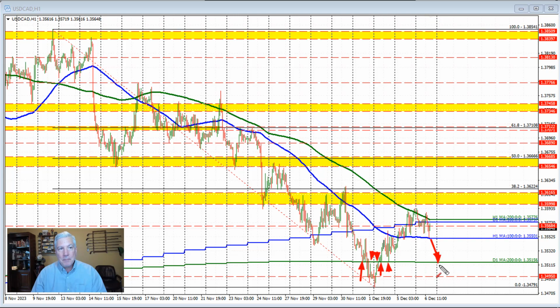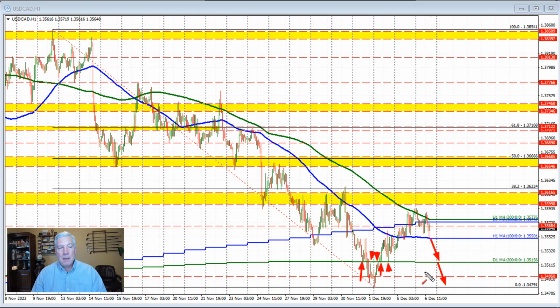But if we do break below that, I would expect stops to be triggered and the price to head down toward the low price that we saw on Monday near the 134.79 level. We also have that 95 level, which was a 50% midpoint on the daily chart that came into play. So watch that level as well on the downside. Those would be the targets on a softer U.S. dollar, a stronger Canadian dollar, so a more hawkish policy signal from the Bank of Canada.